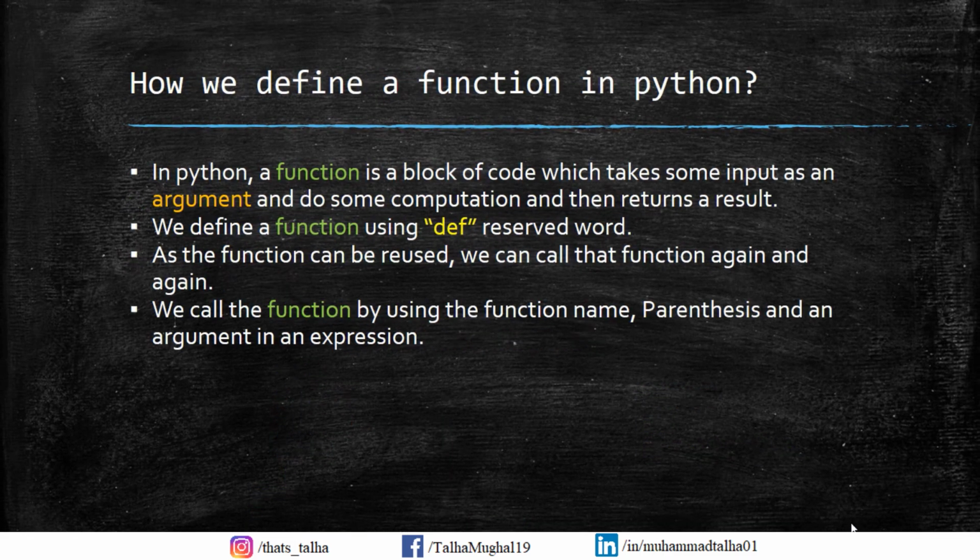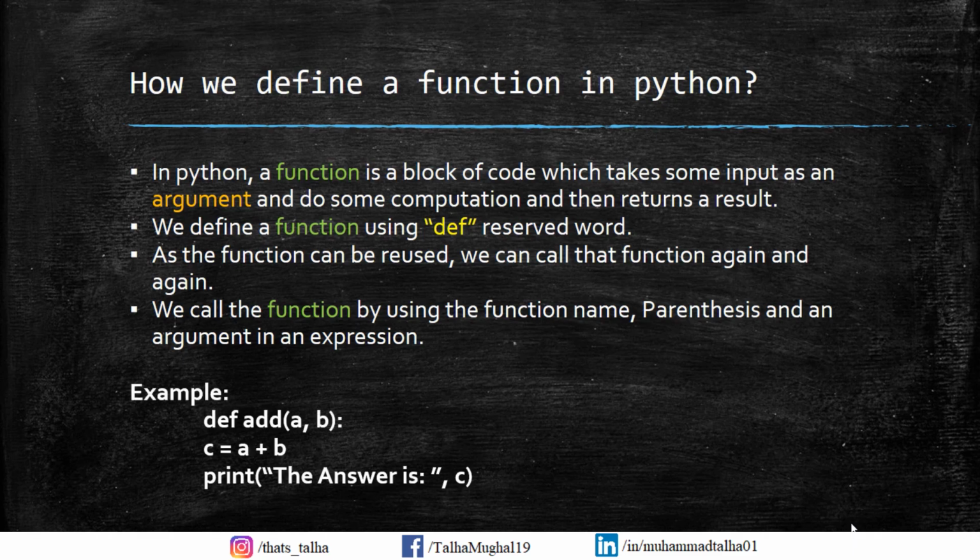Now we'll see how we can define a function. In Python, a function is a block of code which takes some input as an argument, does some computation, and then returns a result. We define a function using the def reserved word. As the function can be reused, we can call that function again and again at any part of the program. We call the function by using the function name and parentheses and an argument in an expression.